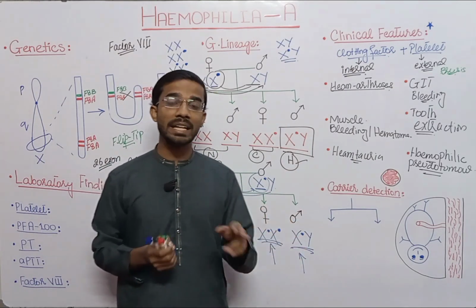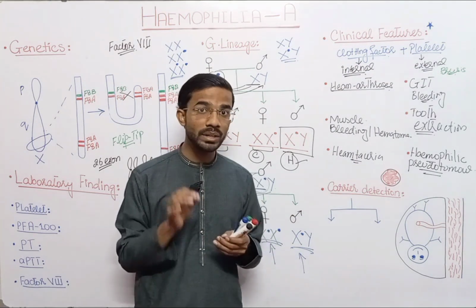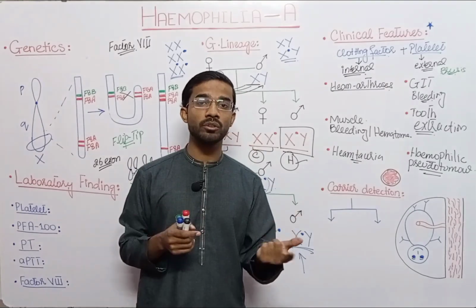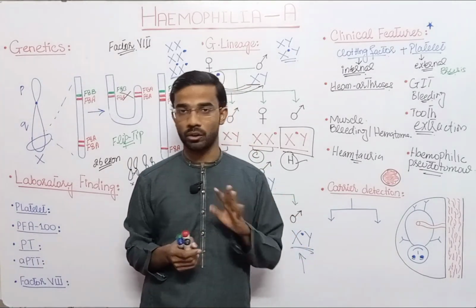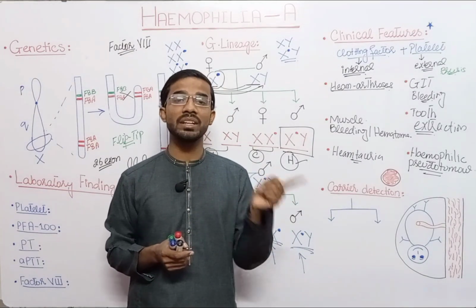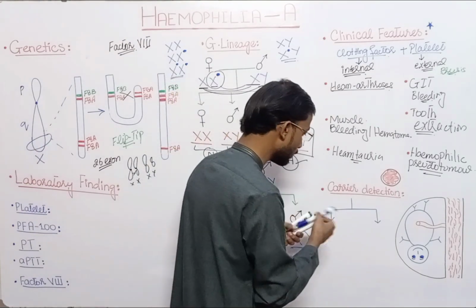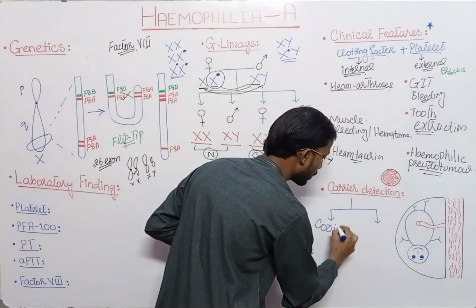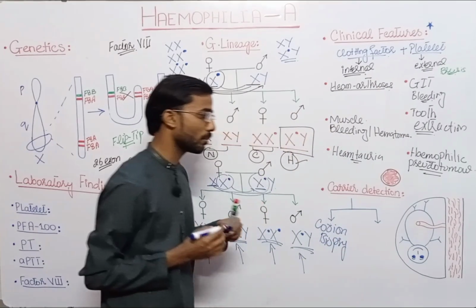Next, if we see carrier detection in the antenatal period, during the gestation period, we can also diagnose whether the person is affected by hemophilia A or not. So we can detect in the antenatal state, during the gestation state, by two methods. First is chorion biopsy.